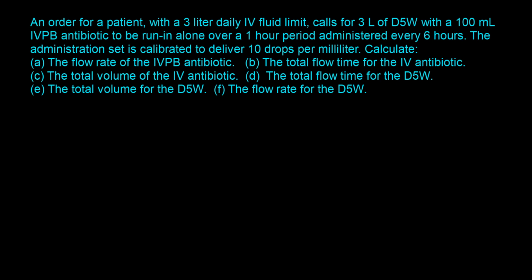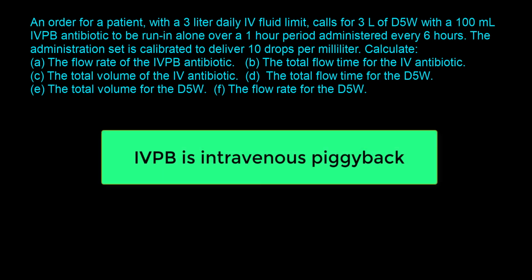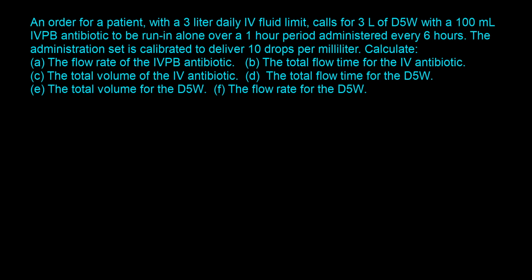So the question has 6 parts. The first 3 have to do with the IVPB, which is your IV piggyback. And then the last 3 from D to F have to do with the large volume parenteral, which is your D5W. So we can start off by solving part A. And A is asking for the flow rate of the IVPB antibiotic. So the strategy would be to take the volume of the IVPB, which is 100 milliliters, divide that by how long you are running it, which is 1 hour, convert the hours to minutes, and multiply that result by the drip factor, which is 10 drops per milliliter.